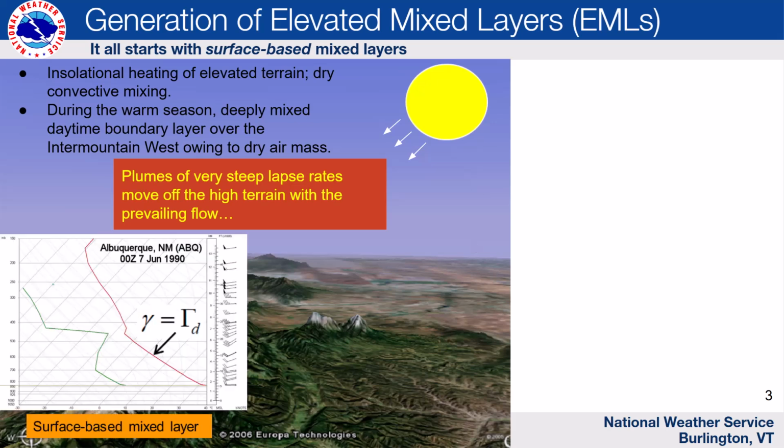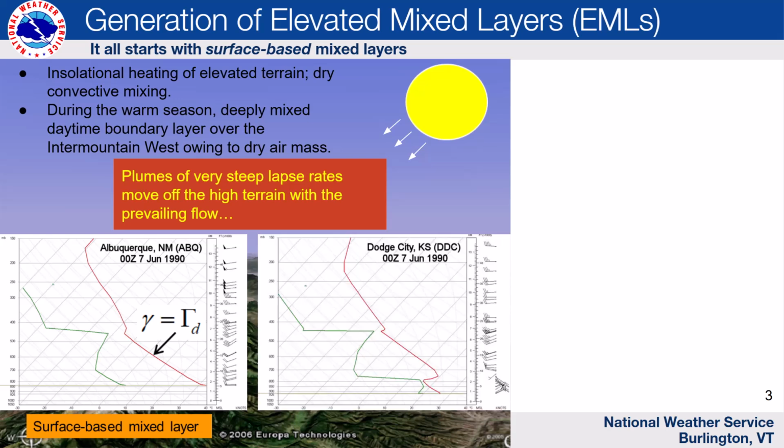In this particular example, the deeply mixed daytime boundary layer at Albuquerque, New Mexico, is advected by the prevailing flow east-northeastward and is apparent in the mid-levels of a sounding at Dodge City, Kansas, several hundred kilometers downstream. At Dodge City, these steep mid-level lapse rates are removed from the surface and distinct from the local boundary layer, and we refer to this as an elevated mix layer.